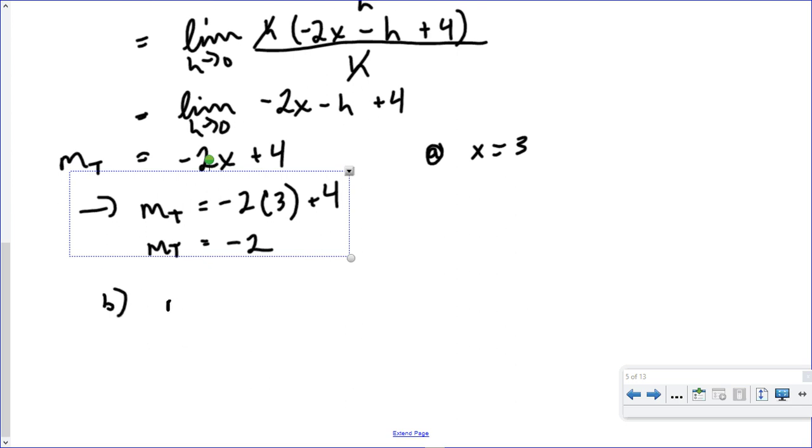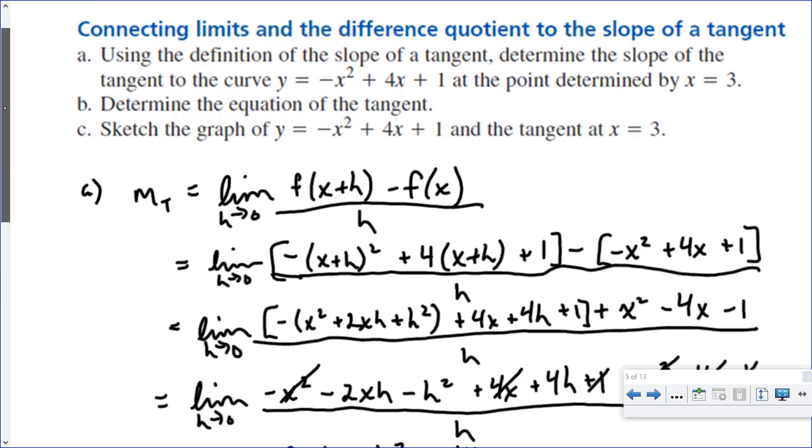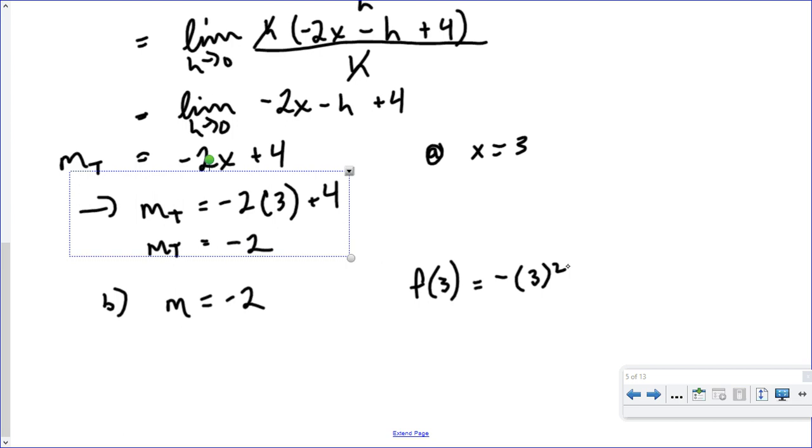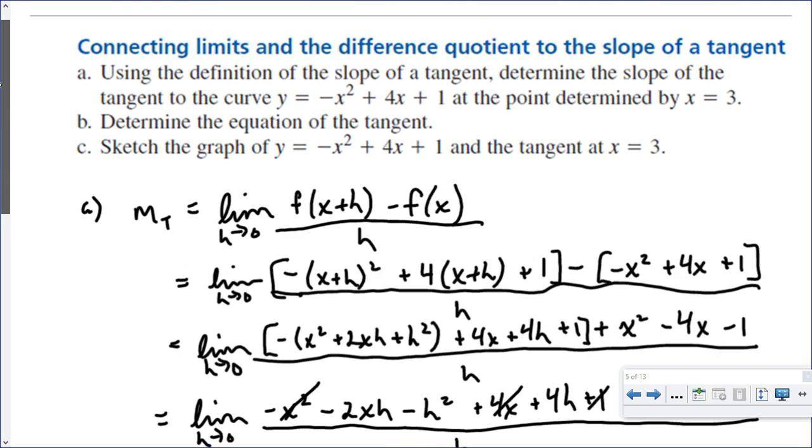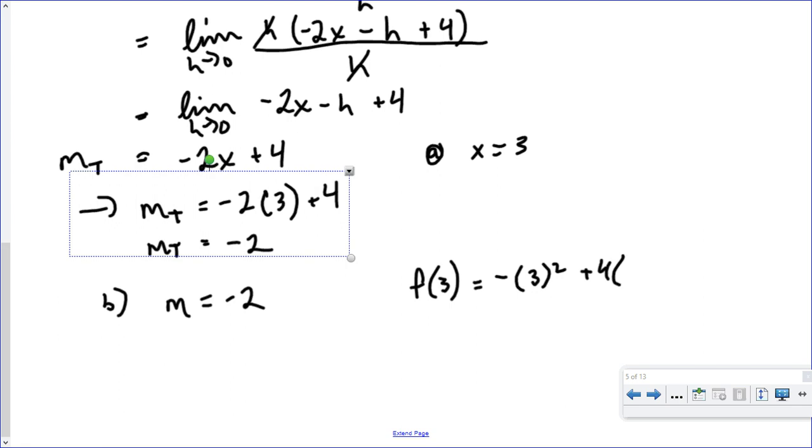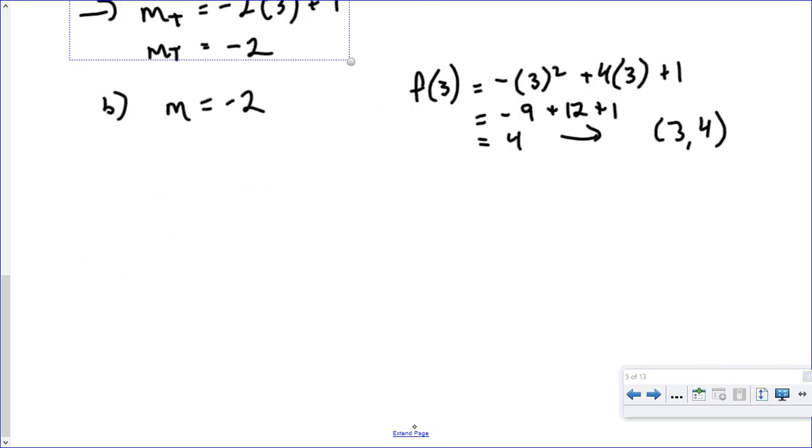Now I've got a slope of negative 2, and my point, I need to find my y value of my point, so I need to evaluate f at 3. That was negative 3 squared, and I think it was a plus 4x. And that works out to be negative 9 plus 12 plus 1. Negative 9 plus 12 is positive 3, plus 1 is 4. So our point here is (3, 4).